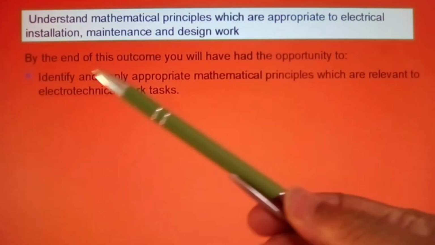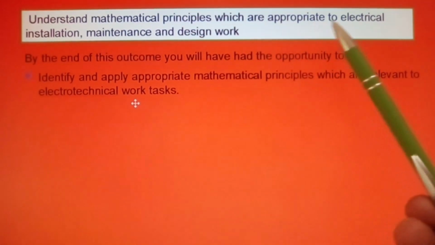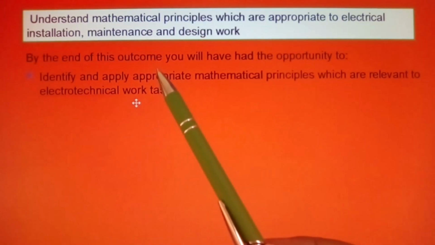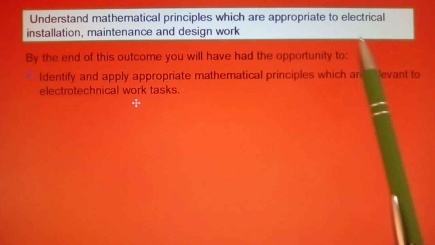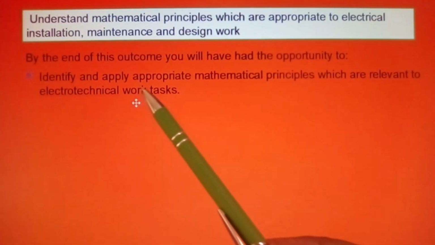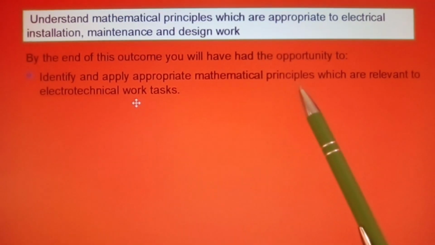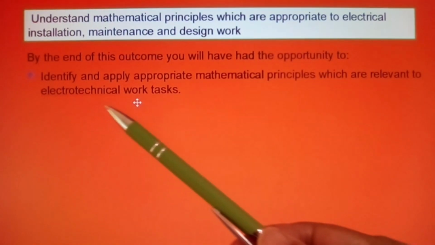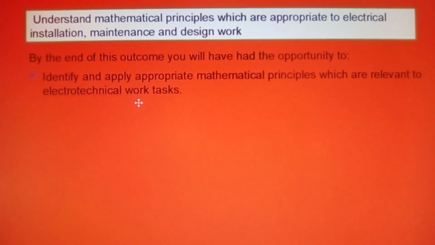Outcome 1. Understand mathematical principles which are appropriate to electrical installation, maintenance, and design. By the end of this outcome, you will have had the opportunity to identify and apply appropriate mathematical principles which are relevant to electrotechnical work tasks.